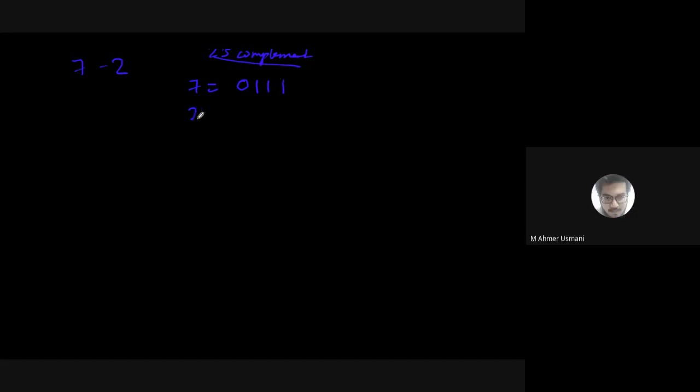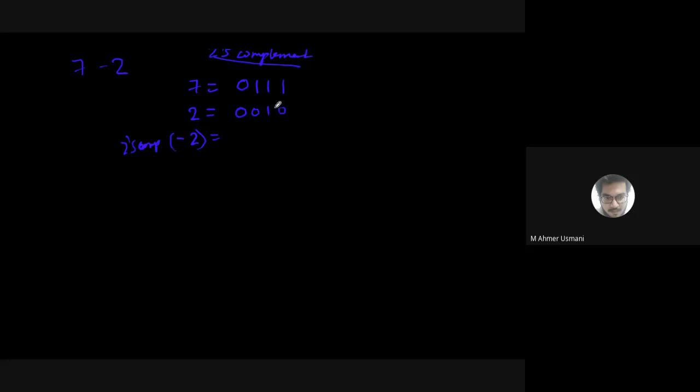How to write down 2? 0 0 1 0. How to get minus 2? Now listen carefully. This minus 2 is nothing but the 2's complement of 2. What is the 2's complement of 2? How to get the 2's complement of 2?